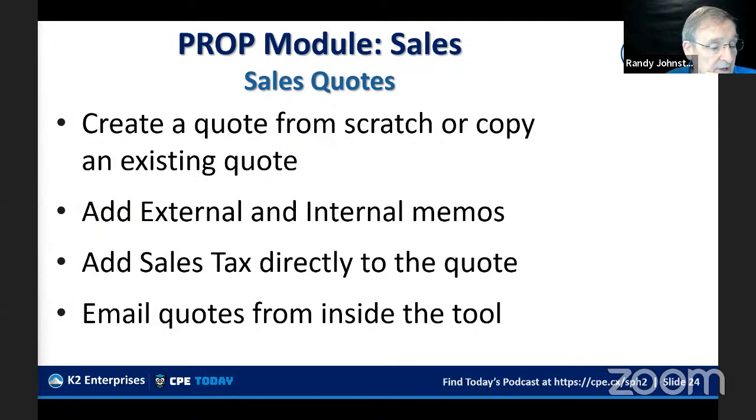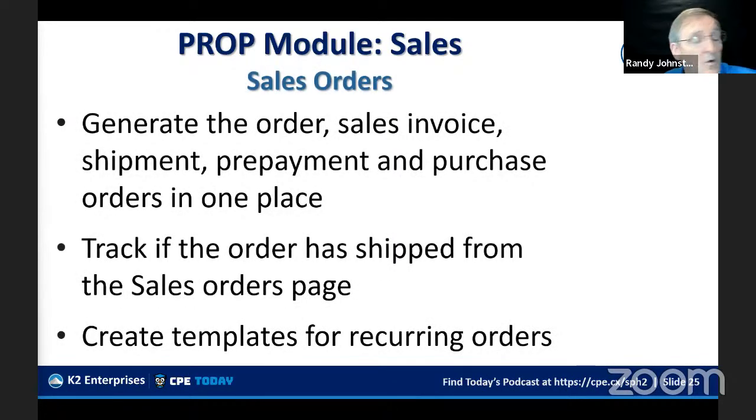And when the customer places the order from us, we can generate the order, do a sales invoice, originate shipment, accept any prepayments, and we can do all the purchase orders in a single place. And then we can track if the order has been shipped from the sales orders page. We can also create templates for these recurring orders.